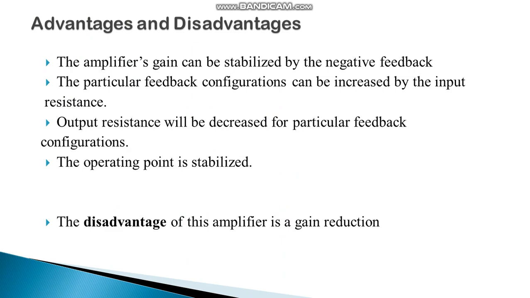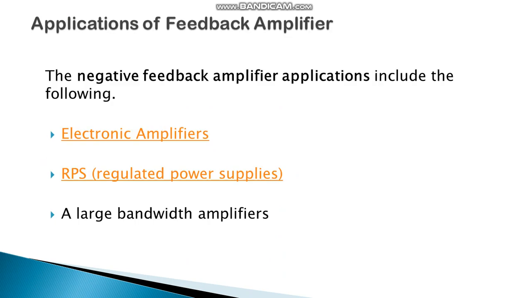Next, advantages and disadvantages. The amplifier gain can be stabilized by the negative feedback. Next, for particular feedback configurations the input resistance can be increased. Output resistance will be decreased for a particular feedback configuration. The operating point is stabilized. The disadvantage of this amplifier is gain reduction. So, applications, it is mainly used in electronic amplifiers, regulated power supplies and large bandwidth amplifiers.